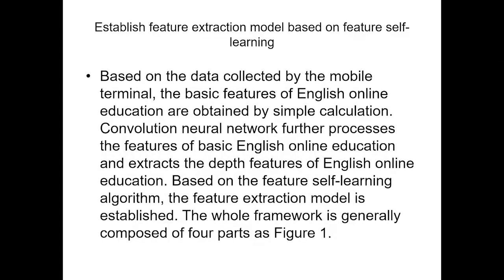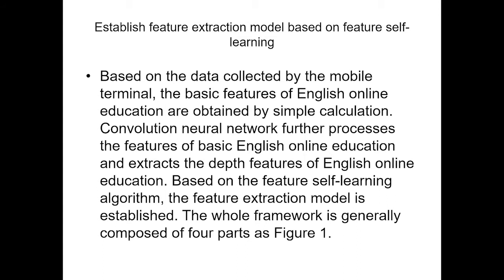Establish the feature extraction model based on the feature self-learning. Based on the data collected by the mobile terminal, the basic features of English online education are obtained by simple calculation. Convolution neural network further processes the features of basic English online education and extracts the depth features of English online education based on the feature self-learning algorithm. The feature extraction model is established.